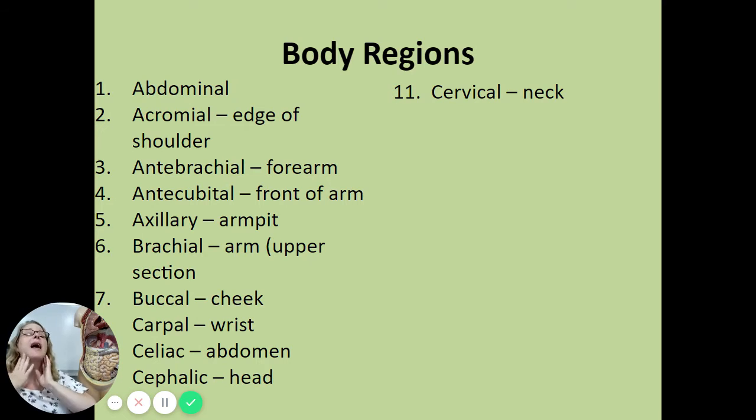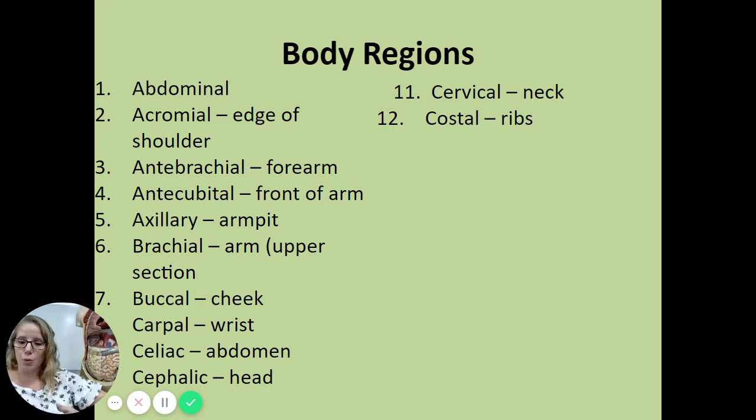Cervical refers to neck. Now, cervical can also refer to the cervix in a female, but in this class, we're going to refer to the vertebrae way more often. So if you hear cervical, think neck. Costal refers to the ribs. Your costal cartilages are the cartilage that attach to the ribs, and the ribs are these little lines right here. They would go out and cover this, but they're cut away for this vision.